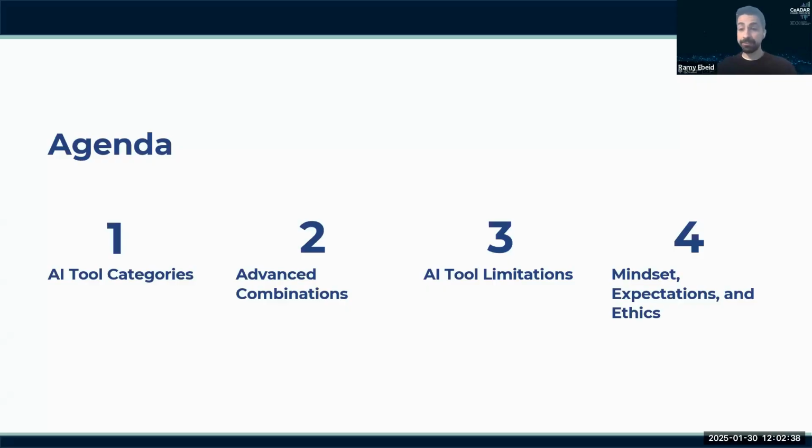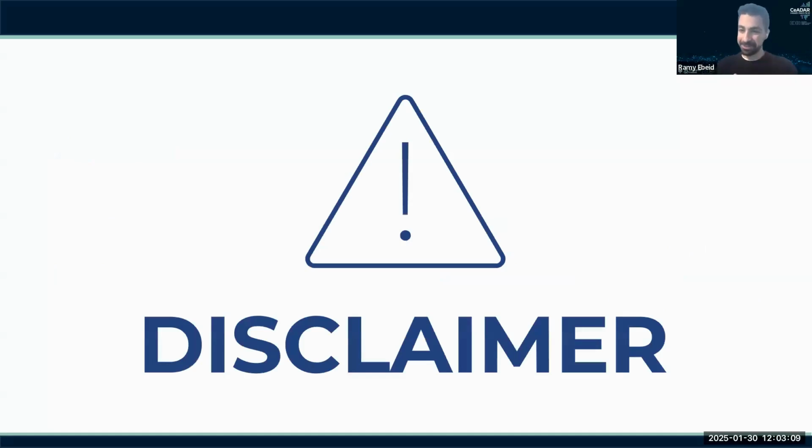Here is our agenda for today. We will dive into specific categories of AI tools, like text, images, code, voice, video, music, 3D models, and data analysis, each with hands-on demos. After that, we will explore advanced combinations of these tools, discuss their limitations, and end by considering mindset, expectations, and ethics.